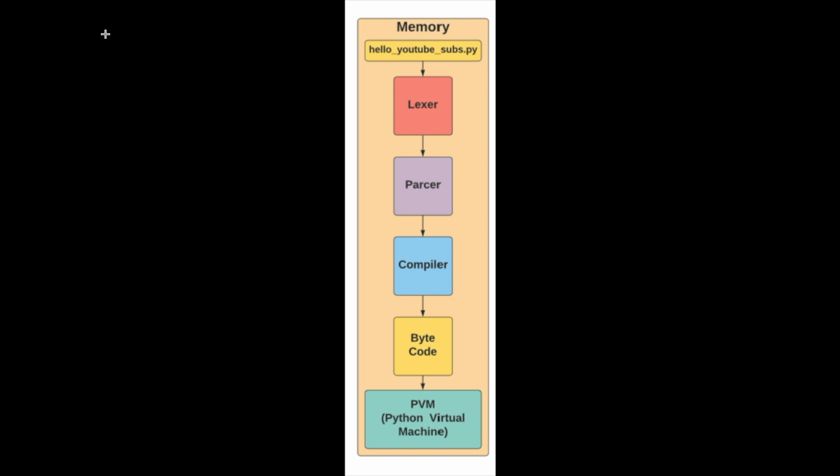In memory, your Python interpreter is broken up into five sections. Initially you have your source code, hello_YouTube_subs.py, and there are five processes, if you will, that it has to go through before your source code becomes machine code that can be executable on your processor. It has to go through the lexer, the parser, the compiler, bytecode, and then finally the Python virtual machine, which then executes it on the processor, and then you see what's on the screen.